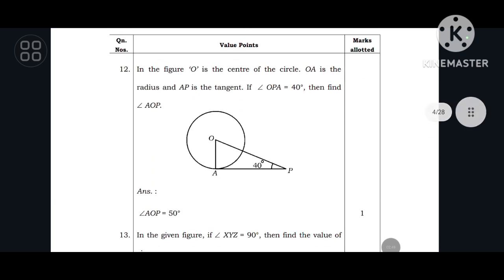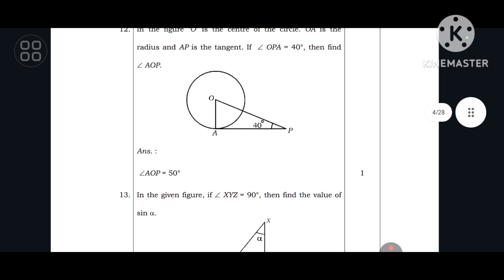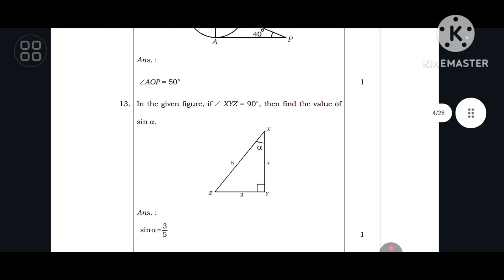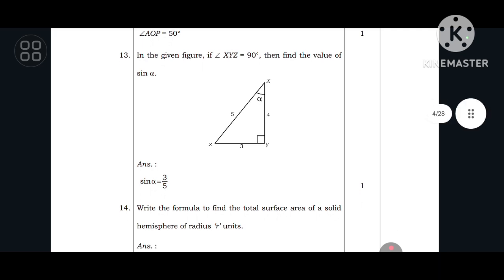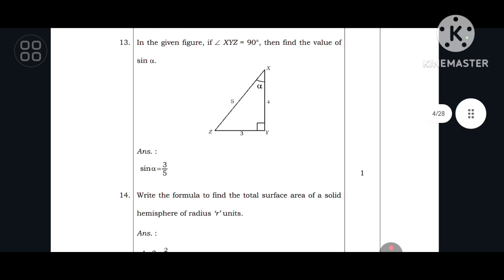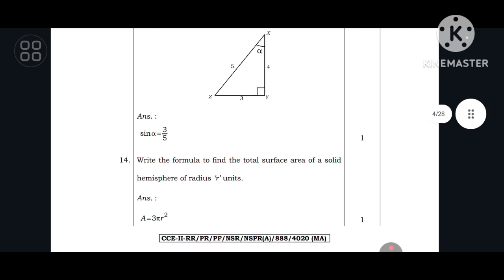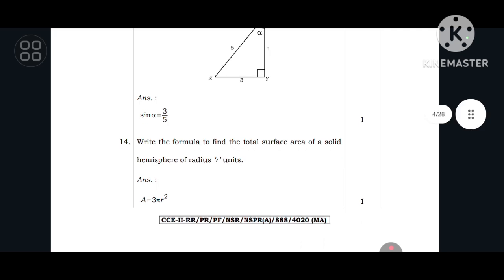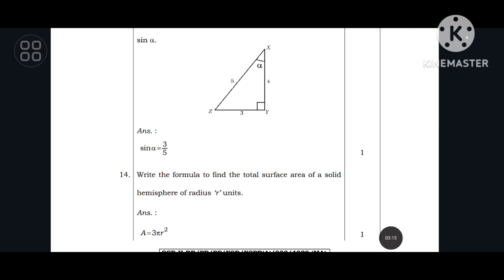Coming to the 12th question, it is from the chapter Triangles. You can see how they are solved. And coming to question number 13, in the given figure, this is from trigonometry. They have asked here to find sin alpha. They have given the sides and their units, and the answer is sin alpha is equal to 3/5. Here alpha is theta. They have asked for sin theta. If you know the formula, you can substitute and find the answer, 3/5.